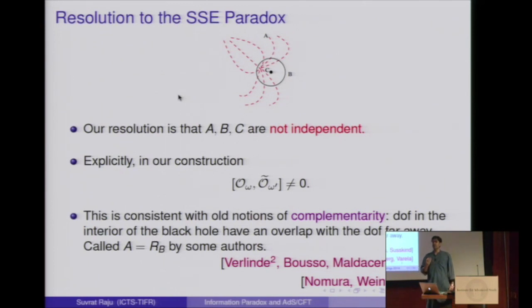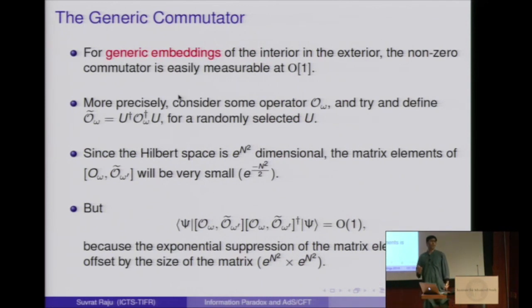And I should say that this is consistent with old notions of complementarity and even other resolutions that were proposed even before our work, and this was what was called A equal to RB by very many authors. Okay? This is what's sometimes called the A equal to RB resolution. However, the AMPS collaboration was aware of these arguments, and so they had a counter argument, and it's actually a very powerful counter argument. The counter argument is basically the following.